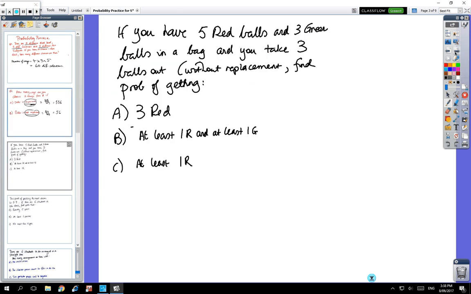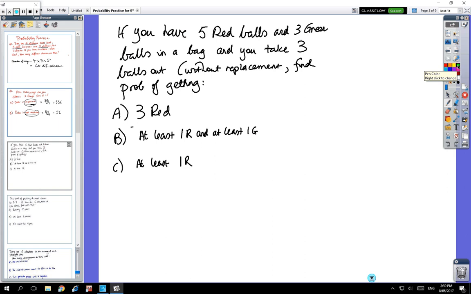Okay, moving on. So we've got red balls and green balls in the bag, and you take 3 balls out without replacement. So without replacement means the probabilities will change. What's the chance of getting 3 reds, at least 1 red, at least 1 green, and at least 1 red and at least 1 green? You can do this with the tree diagram or any way you feel like it. So pause, and when you're ready, come back.